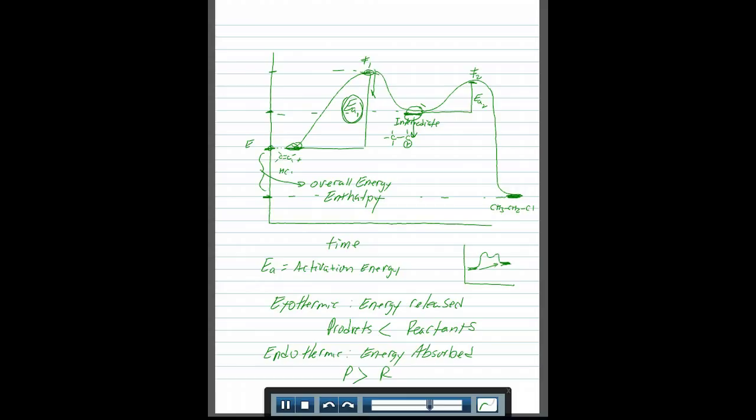Once we start doing more reactions, we'll start doing more of these plots, but I want you to know the names of the areas: the activation energy, the intermediate energy, the transition states, the overall energy, or the enthalpy.